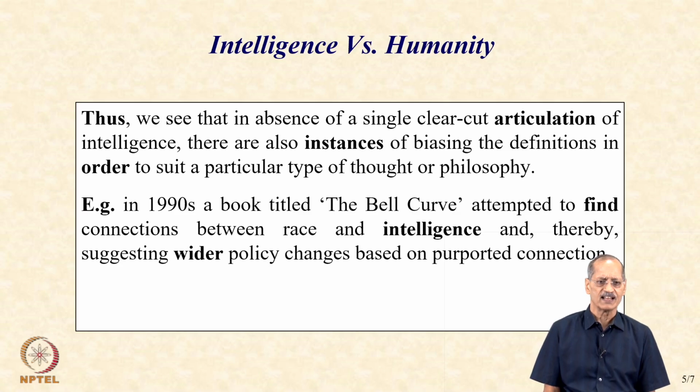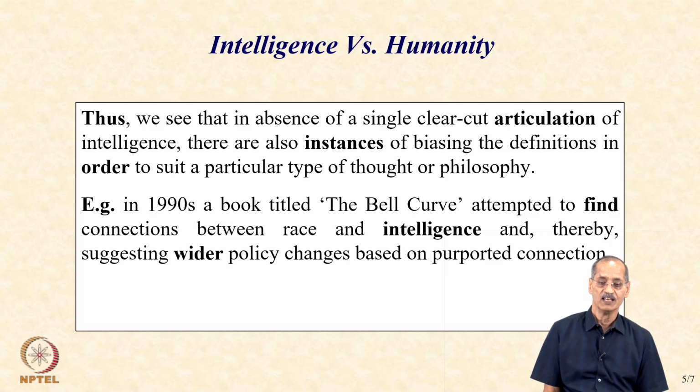So, in 1990, a book came out titled The Bell Curve. I am sure some of you would have heard about it. The bell curve itself is talked about in corporate functioning and other things, looking at the distribution of intelligence and people who perform well, people who do not perform well. So, this book tried to find connections between race and intelligence.